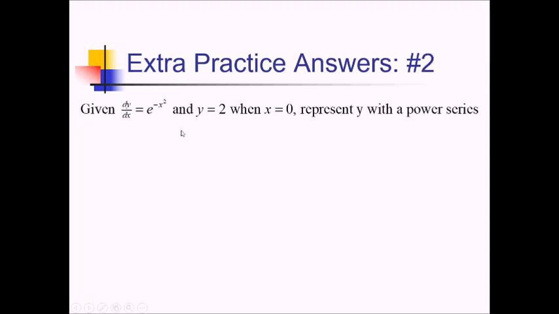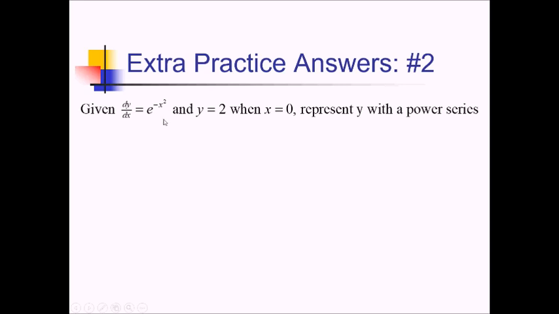For this one, we're given that dy over dx equals e to the negative x squared, and y equals 2 when x is 0. We want to represent y with a power series. So you could try doing this by basically writing the equation of y somehow using differential equation reasoning and then turning it into a power series. But that's going to be tough because then you'd have to be able to take the antiderivative of e to the negative x squared, which, I mean, I don't know what that is. Maybe you do. I don't.